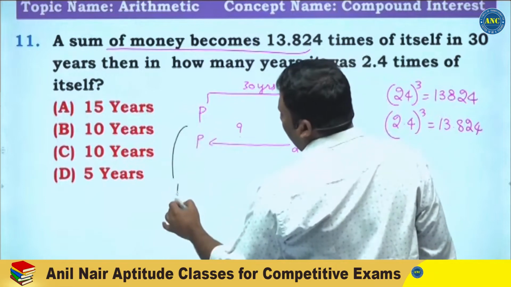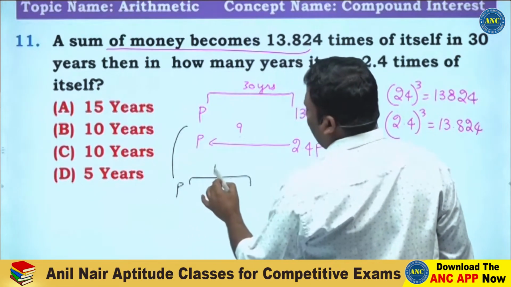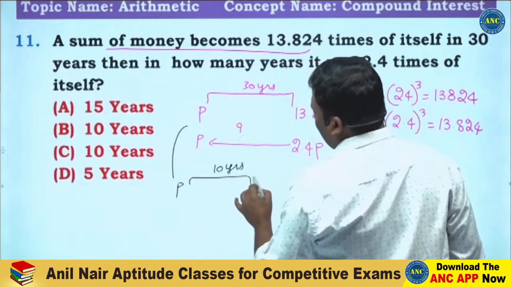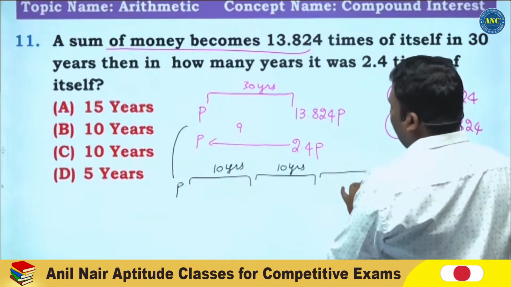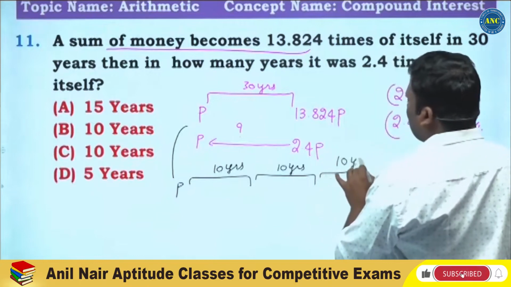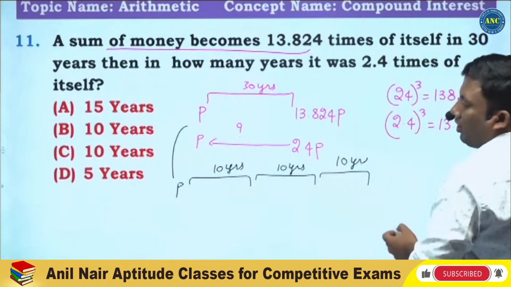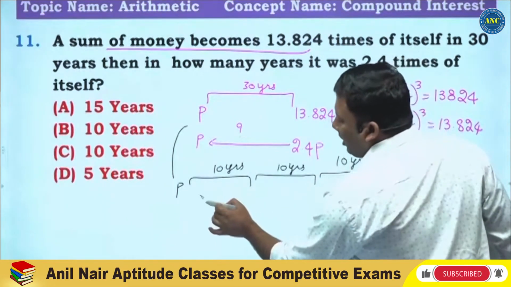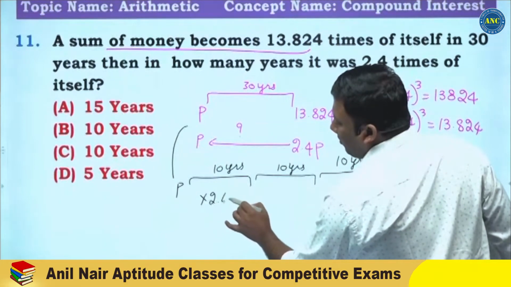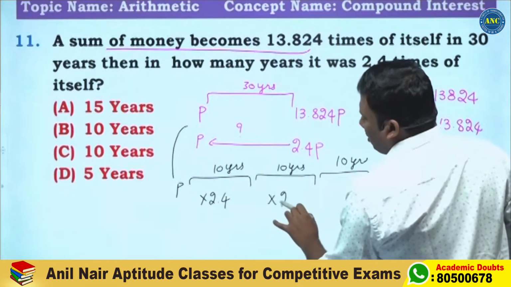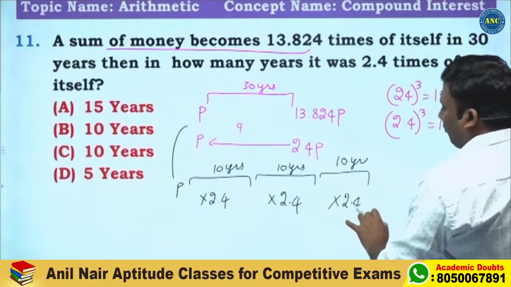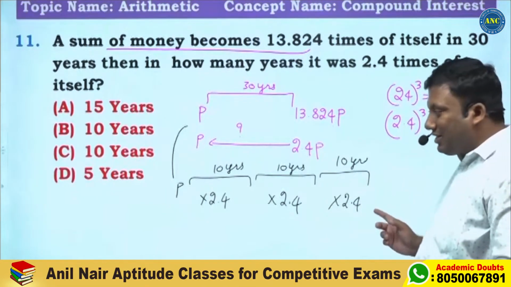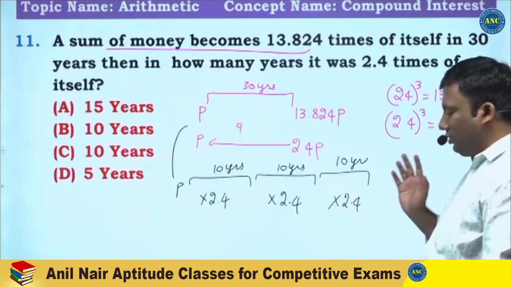That means P would have gone through 10 years, equal distribution. Again 10 years, again 10 years, because it is 2.4 power 3. This multiplication factor would have been 2.4, this would have been 2.4, this would have been 2.4. That is the reason we got the answer 2.4 power 3.